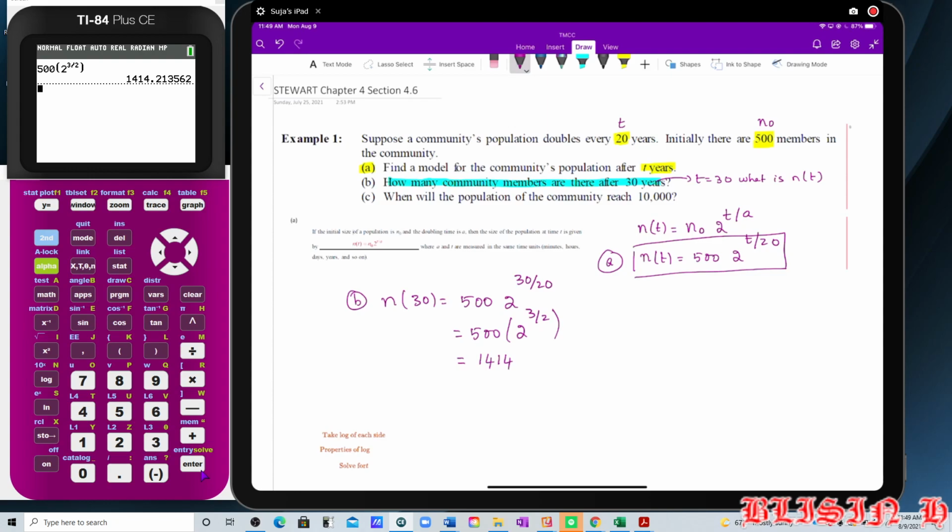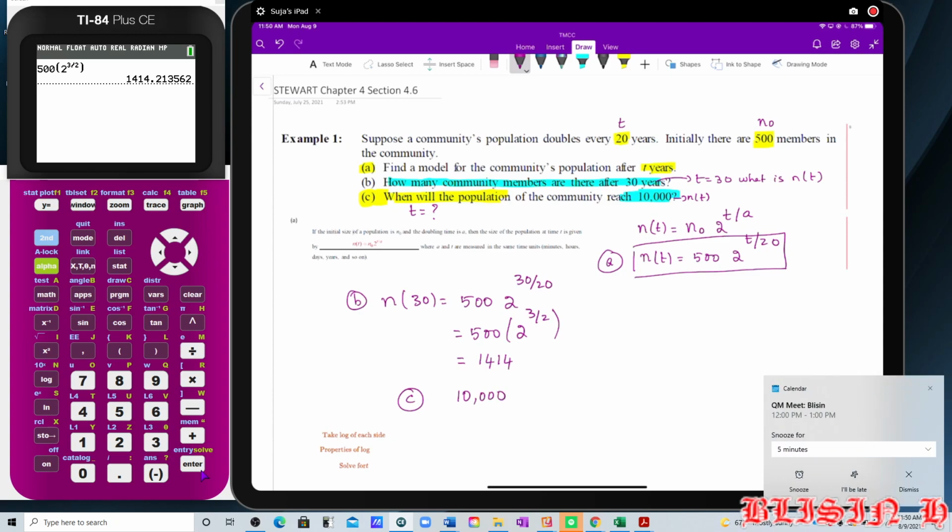Okay. Now the next section, C, requires some properties of exponents, and a little bit more logarithmic skills are required to solve this problem. So first let me set it up. It's asking when will the population, technically it's asking what the t would be, for the community to reach n of t equal to 10,000. So if I set it up, n of t is 10,000. I already know that I have 500 times 2 to the power of t over 20. So how do I solve for this t?